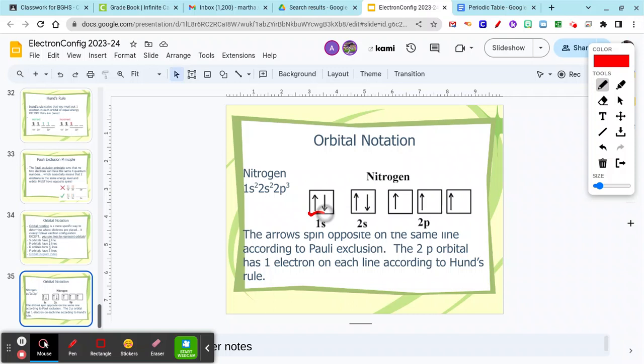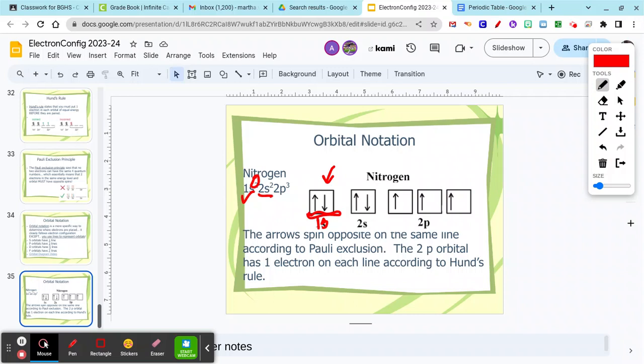So for s, I always have just one line or one box, and then I label it 1s. The electrons that are in there come from your superscript number. And we know, according to the Pauli exclusion principle, that if you put them on the same line, the arrows have to be in opposite directions. So I have two arrows here because it tells me two electrons, and they have to be in opposite directions according to the Pauli exclusion principle. So then I've done that one.